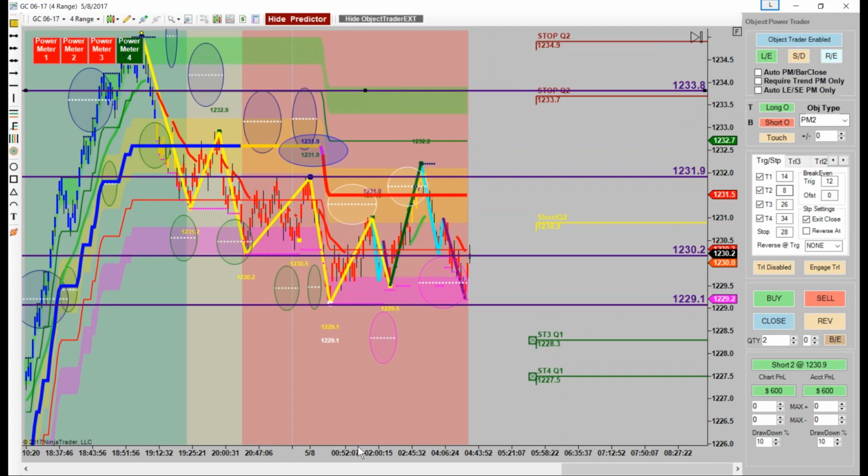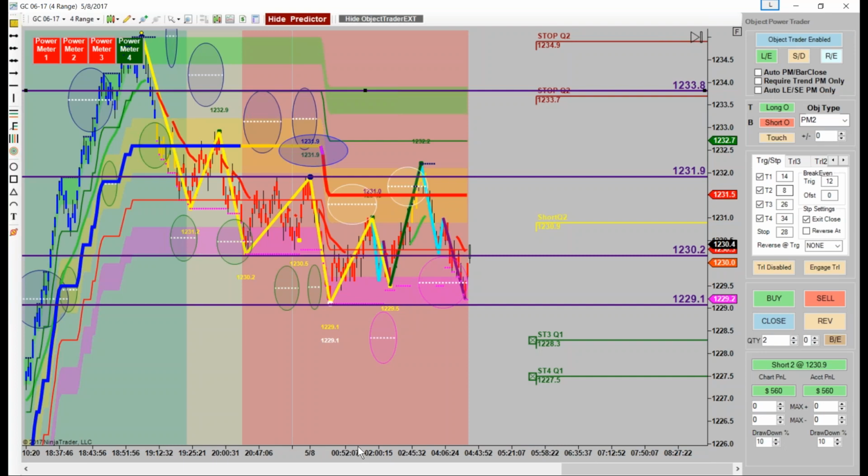Now, as long as it's heading down, though, I'm not going to reverse this trade, because this could easily roll over right where it's at. Everybody sees where it could roll over, right? Could easily roll over. We'll see.